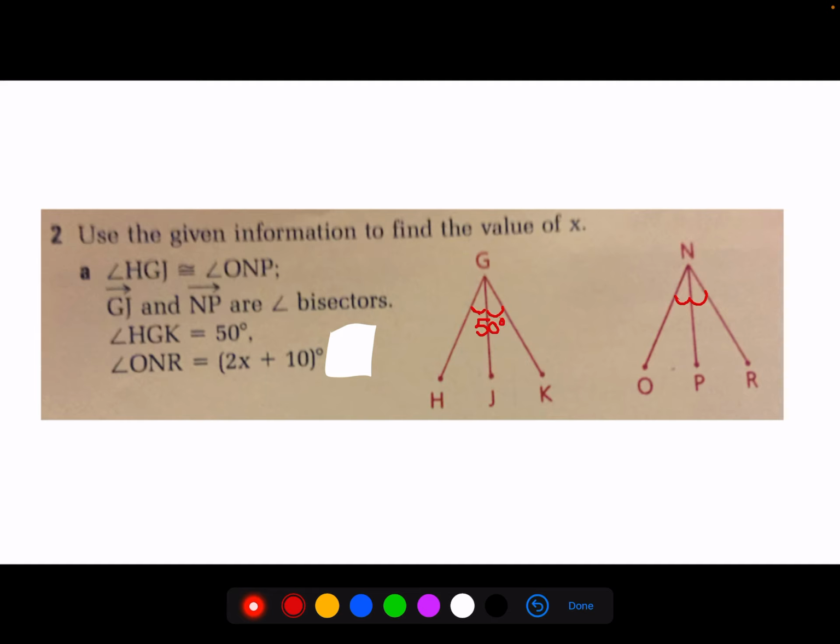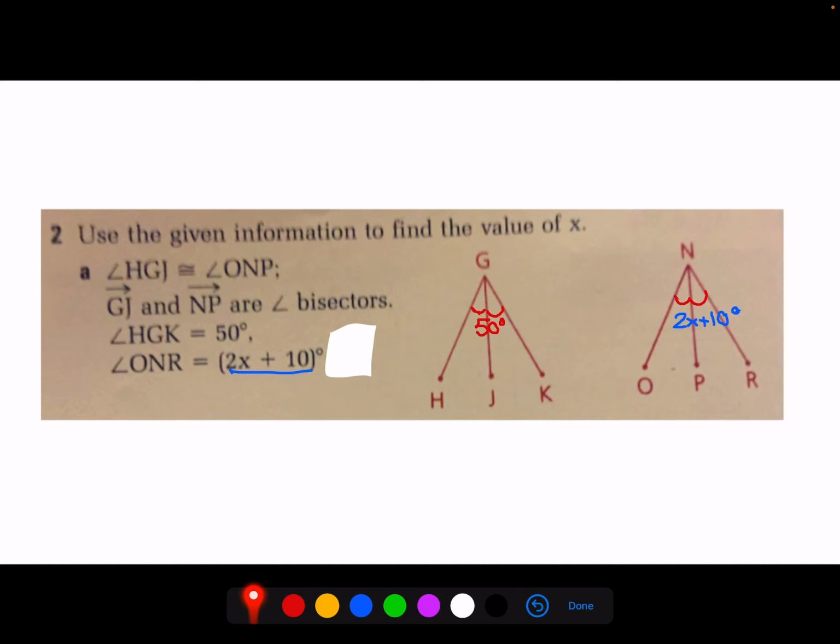And I know angle ONR is equal to 2x plus 10 degrees. So over here, the whole thing is equal to 2x plus 10. Now, is angle HGK congruent to angle ONR? Yes. They are congruent to each other by the multiplication property. I'm starting small, I'm going large. I'm proving that they're congruent to each other because their bisection angles are congruent to each other.